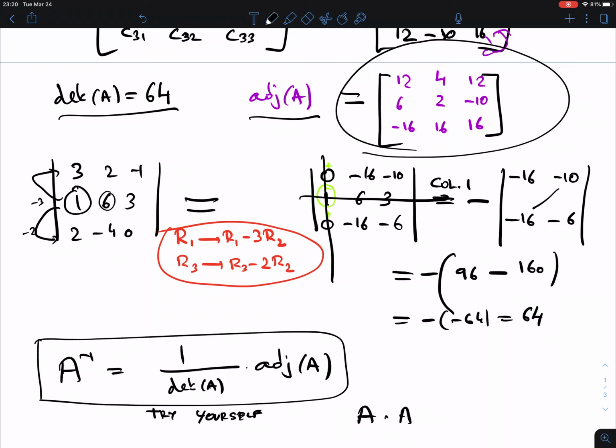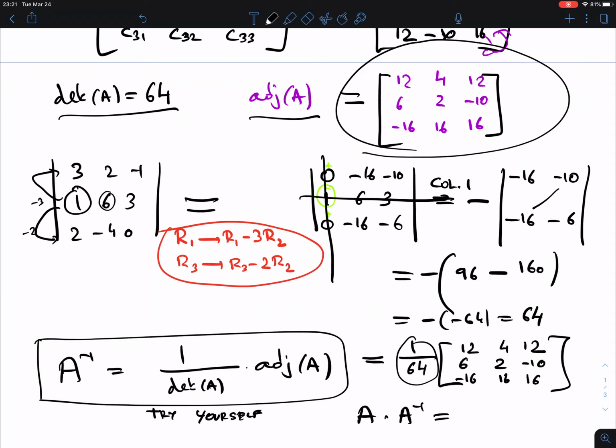So in our particular case that we just calculated, we have 1 over 64, and then the matrix is 12, 4, 12, 6, 2, negative 10, minus 16, 16, 16. And remember that this 1 over 64 in front of a matrix means every single element would be divided by 64. Okay, and so check now that this should be the identity matrix, right? We call that I, or I3, or just I.